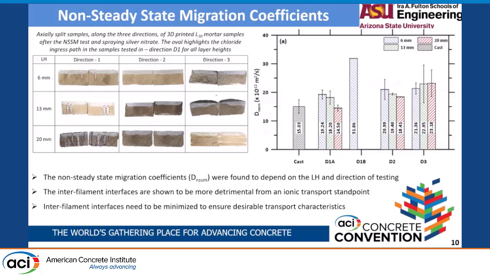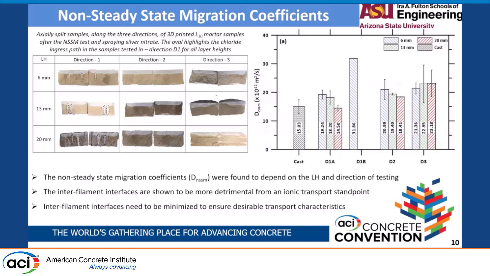So we concluded that the voids which are formed at the interfilament and interlayer interface will now become the major transport path for the ionic species. This is not the case in the D2 and D3 directions, because now we have only one interface which is parallel to the transport direction. So in the D2 direction, which is the direction of layer buildup, the transport of chloride ions reduces as the layer height increases.